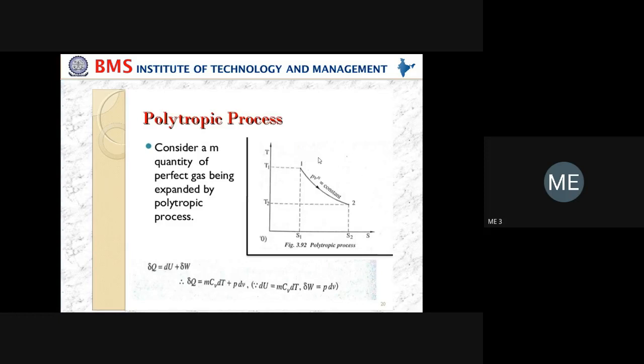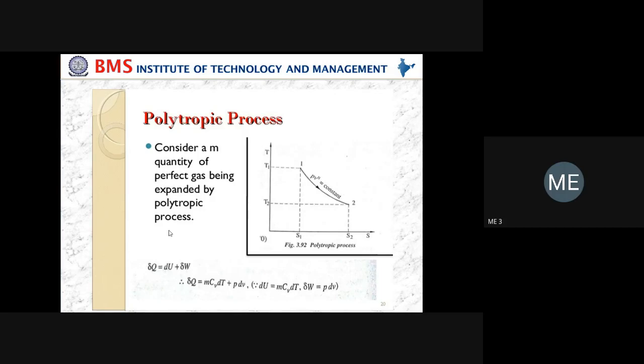Now consider m kg of mass of gas being expanded by a polytropic process. Already we studied expansion and compression processes. In the expansion process, both pressure and temperature decrease, and in the case of the compression process, the pressure and temperature increase. Now we'll derive the expression for entropy change. You see the first equation.